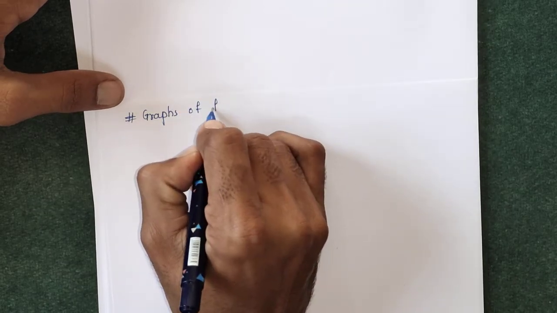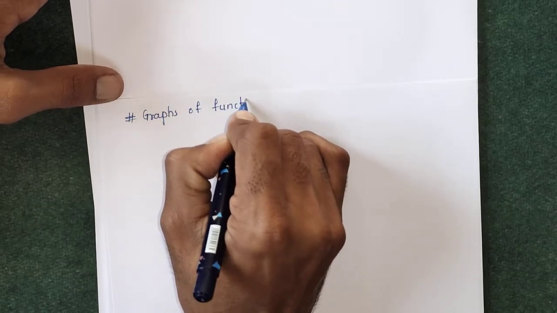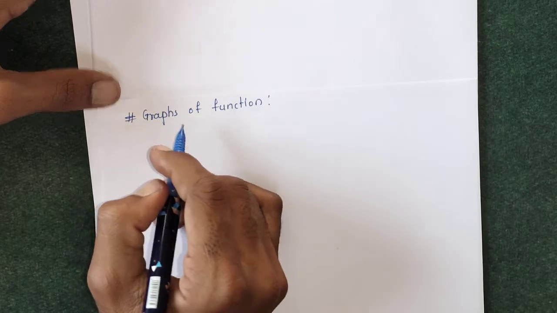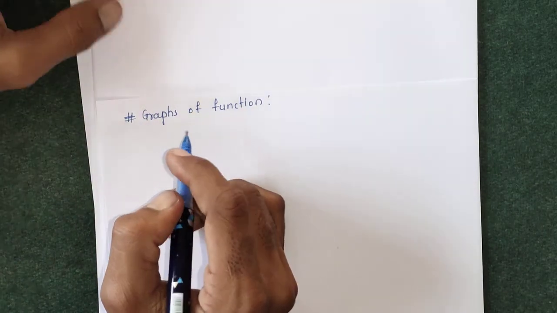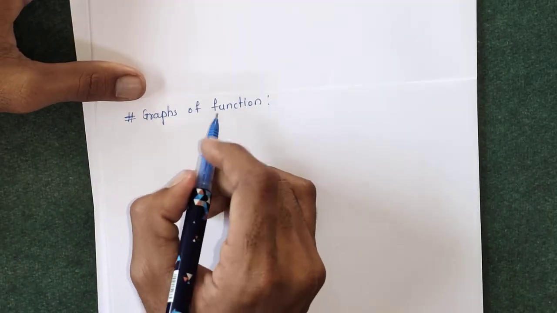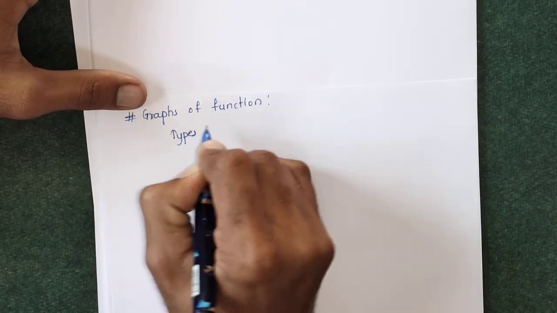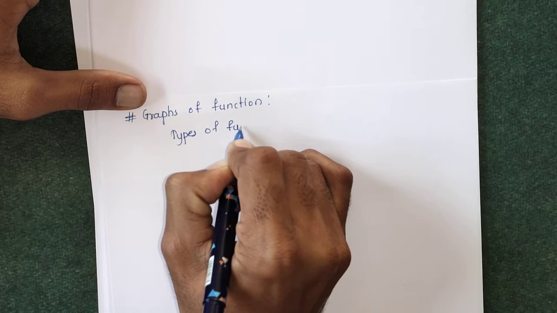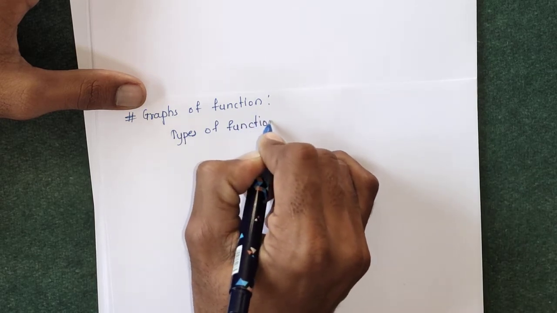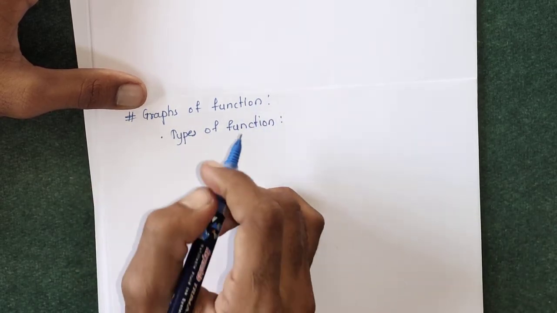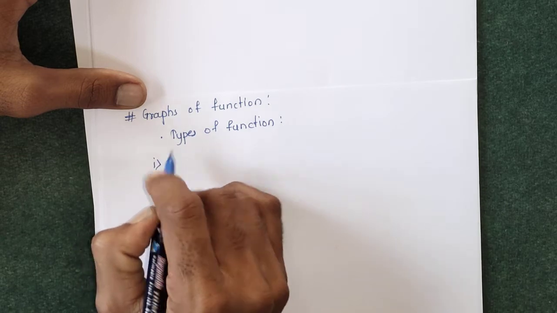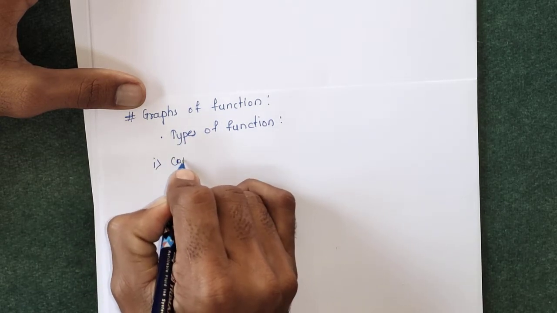Graphs of functions. In this, the first topic is types of functions with their graphs. Types of functions. The first definition is the constant function.